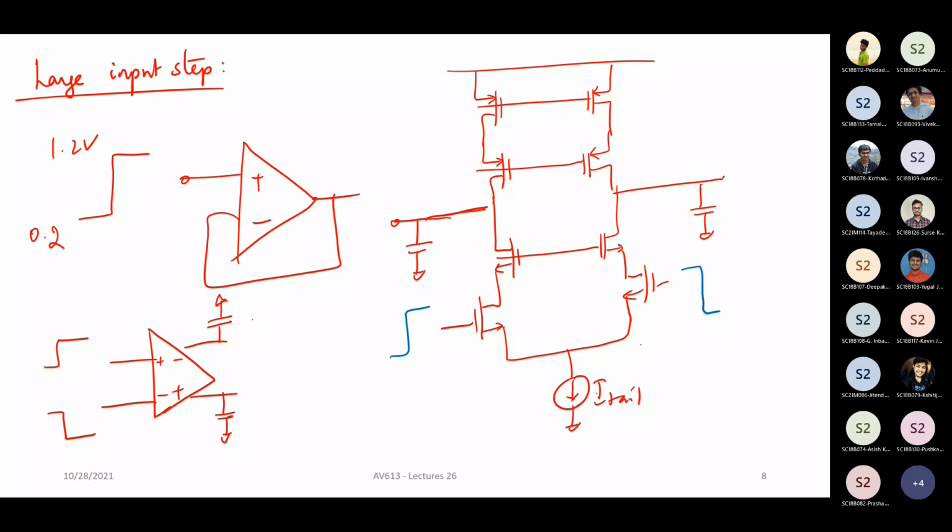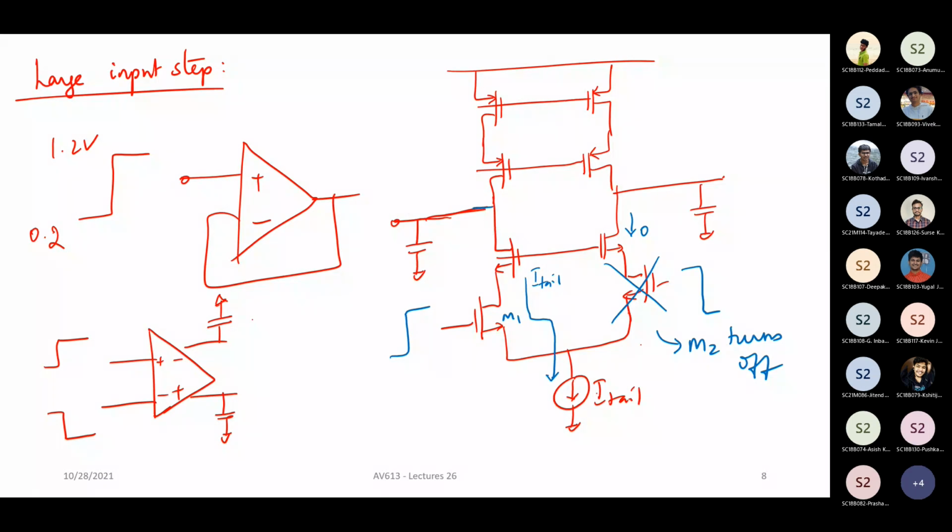Now what will happen to M1 and M2? These large voltage transitions are going to push the transistors out of their saturation region. In fact, if it's large enough, M1 will be fully on and M2 will completely turn off. Now, if M2 turns off, what happens? The entire current I tail is going to flow like this. Since M2 has turned off, this current is now 0, and this current is now I tail.